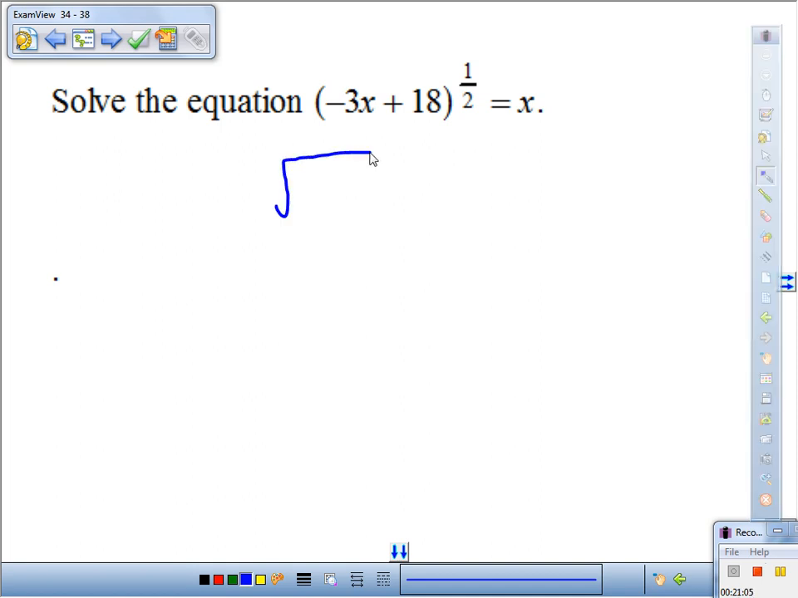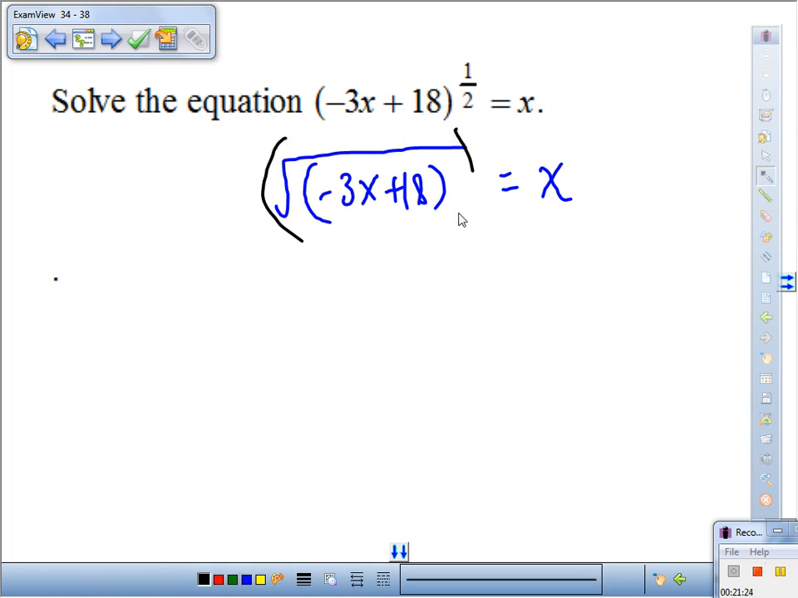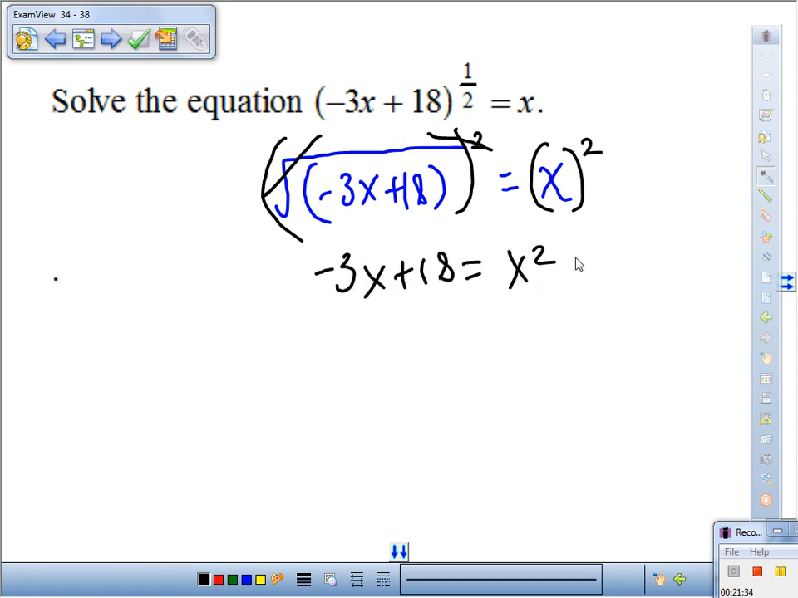A square root. That is correct. 1/2 power is a square root, so I'm left with negative 3x plus 18, and all that equal to x. Question: how do I get rid of this square root to get started? We need to square, and whatever I do to one side, I do to the other side. We're left with negative 3x plus 18 equals x squared.